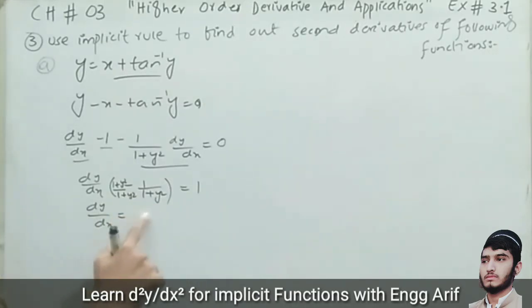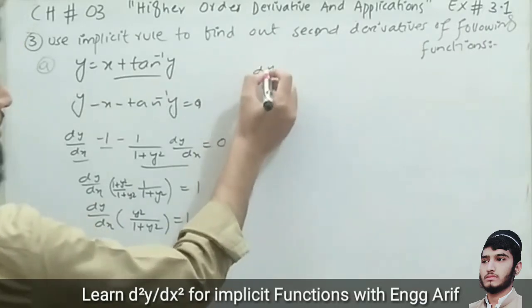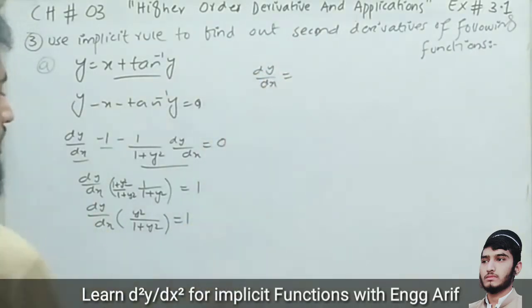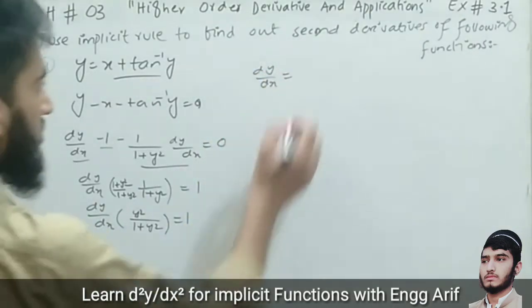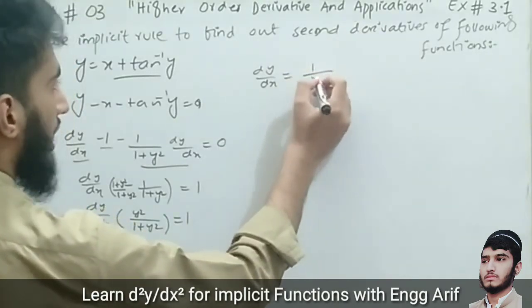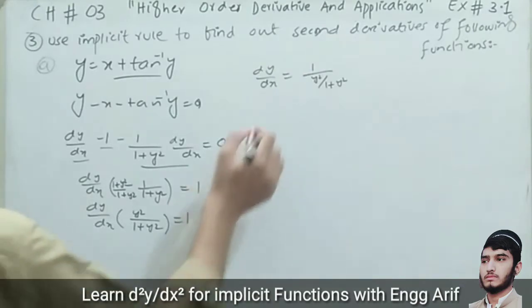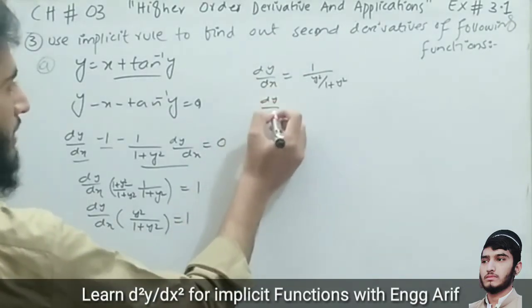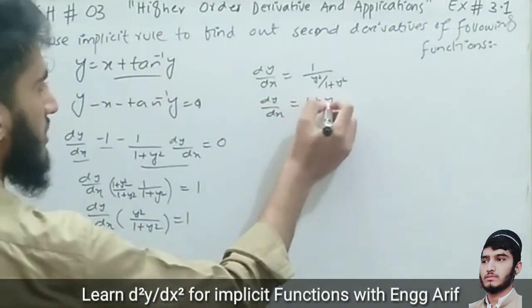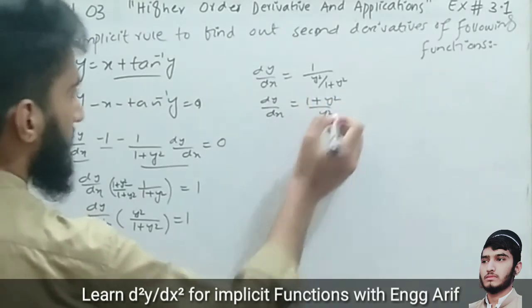Over here first we simplify it, so it becomes 1 plus y square minus 1, it will give us y square, because 1 is cancelled with negative 1. We are left with y square over 1 plus y square is equal to 1. Now dy by dx will be equal to 1 divided by y square over 1 plus y square. So it becomes 1 over y square divided by 1 plus y square. So the whole derivative dy by dx will be 1 plus y square divided by y square.